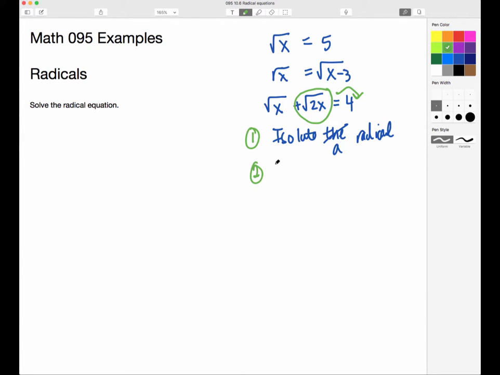And the second tip is to look at the index of your radical. So is it a square root? We're going to be squaring to solve. Is it a cube root? We're going to be cubing to solve. It all hinges on the index of a radical about how we're going to move through this process. So let's start with an example.